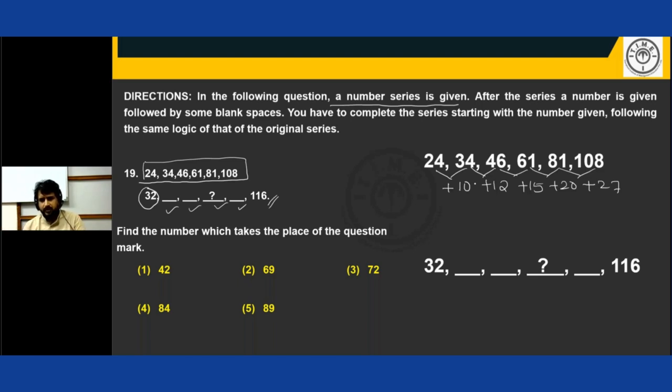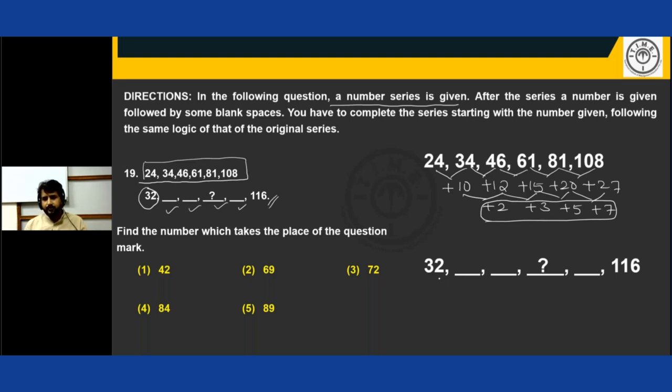No. It is not consecutive, natural, even, odd, prime, or composite. It is not that kind of pattern. It is not even squares or cubes. So go for the next difference. What is the next difference? Plus 2, plus 3, plus 5, plus 7. Consecutive prime numbers. So starting from 32, we need to apply the same logic.